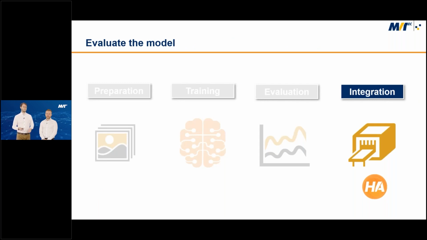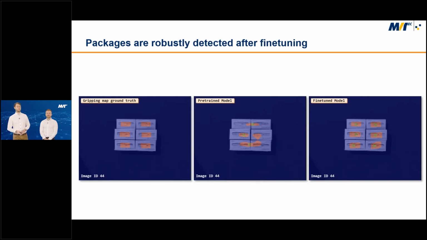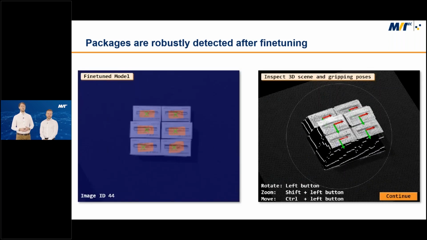The integration then, of course, also done in HALCON, and these packages, for example, are then robustly detected after fine-tuning. So not just the low resolution is a problem here, but also, of course, the touching surfaces of the packages, which the network sometimes identifies as one surface and gets a common gripping point on them, which might be in between the packages, which is not really usable. And when you fine-tune your model onto these images, you see that you get much better gripping points, and you can also see on the right side much better gripping poses.